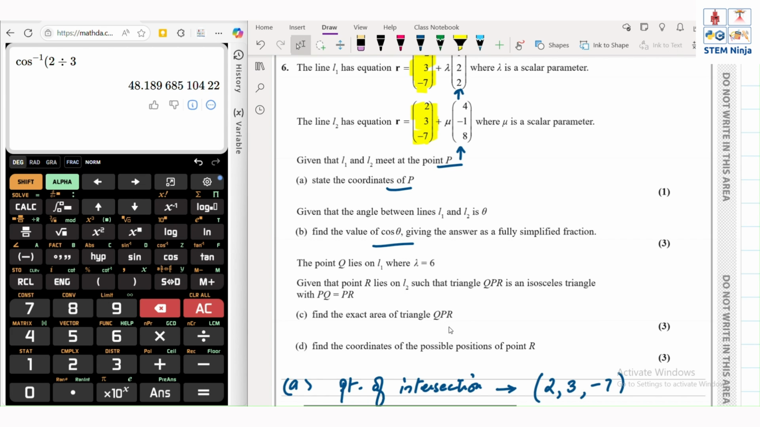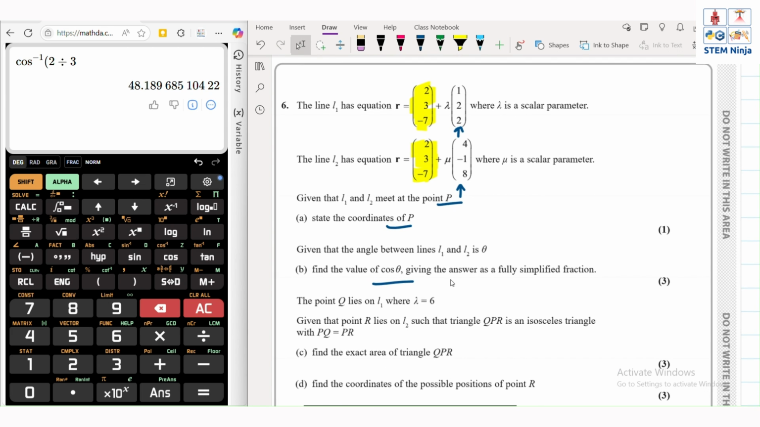Find the exact area of triangle QPR. Okay, so first off, these are two lines, L1 and L2. This is the point of intersection, this is P, and that's (2, 3, -7). The angle between them is 48.2.